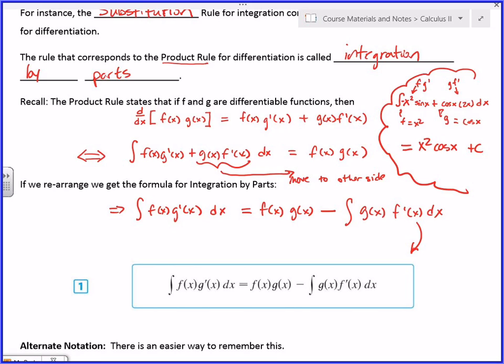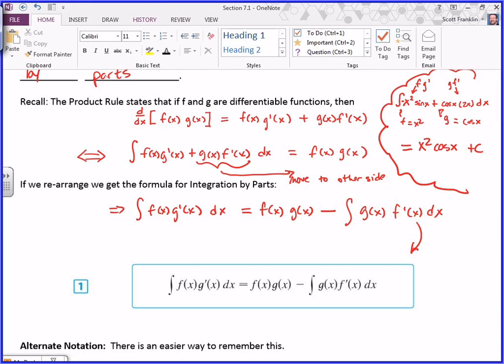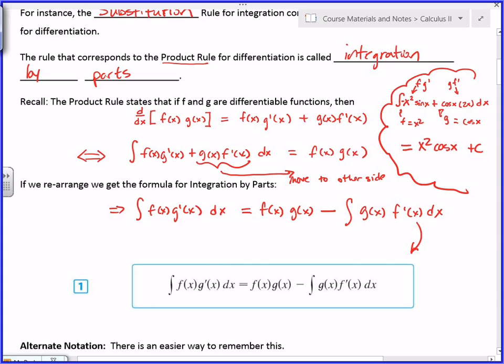Now, let's think about why that might be useful. I'm going to dissect this right here. Notice on the left-hand side, you've got two functions multiplied together, an f and a g, where the f doesn't have a derivative and the g does. And over on the right-hand side, you've got an integral where the derivative has moved. Integration by parts essentially allows me to move a derivative from one part of the product to another. And the other one becomes the antiderivative.